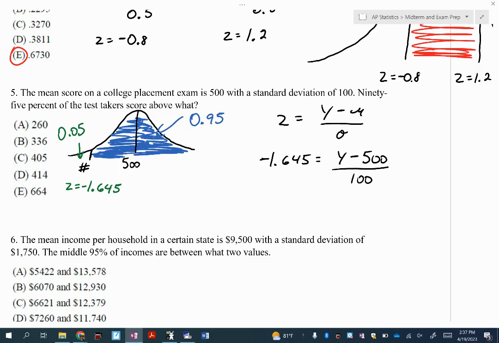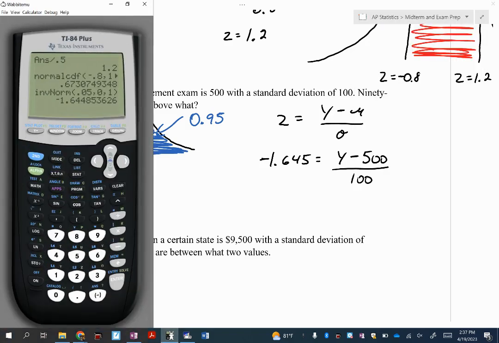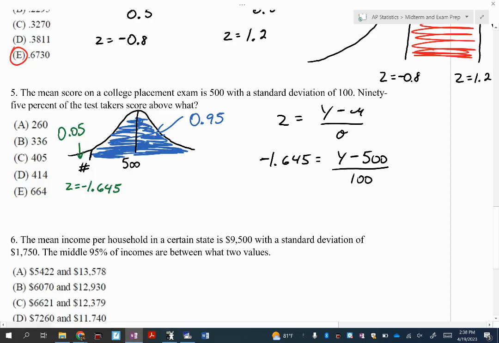All right, so what algebraic move should I do? Multiply by 100. So times 100. And then what's the last step? Add 500. So this is the score that 95% of our test takers are scoring above. So 335.5.